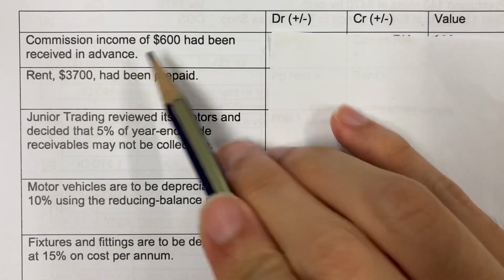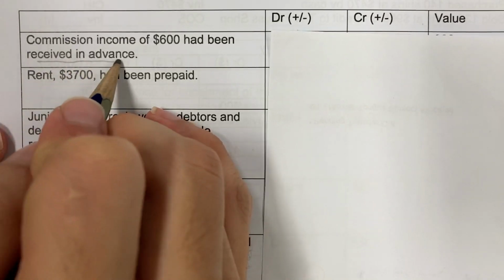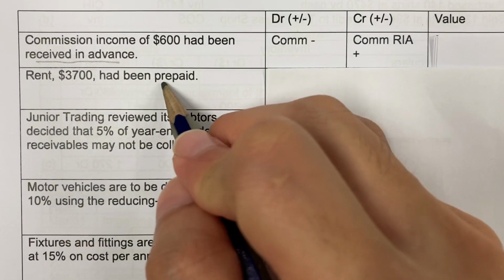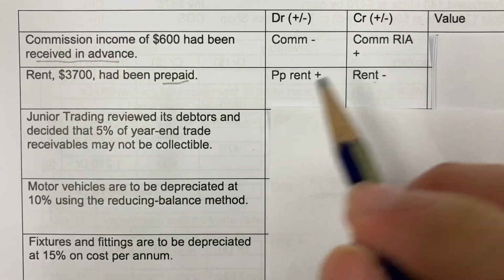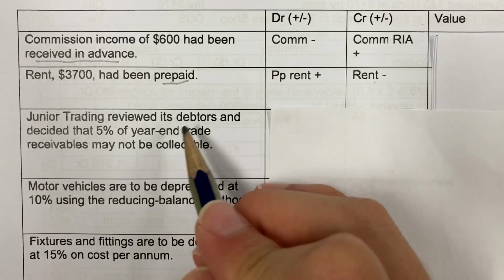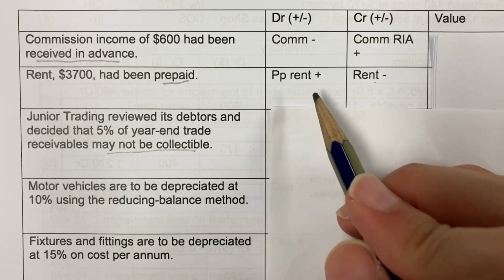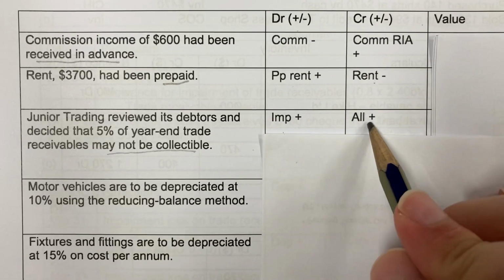Okay, look at the keywords and identify the double entry, what to debit and credit. So for received in advance, the answer will be commission and commission received in advance. When we have prepaid, that is prepaid and rent. Then the next one, in this case, it may not be collectible, it's an estimate. So it is a case not of bankrupt but of impairment loss and allowance.